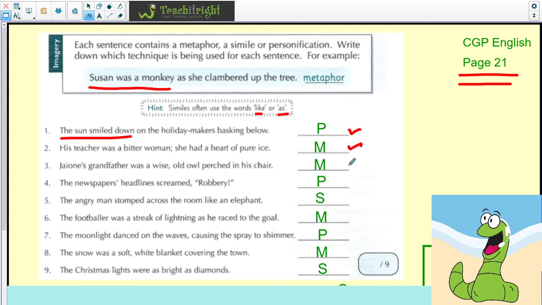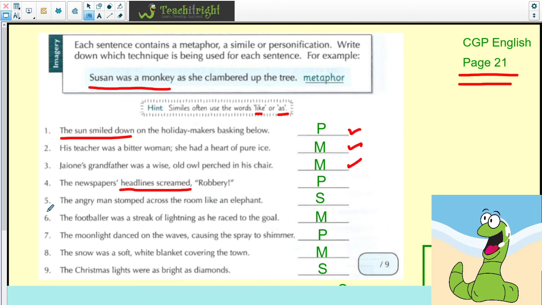So again, as you go down through, you can give them a tick. We've got now a bit of personification. The newspaper's headlines screamed robbery. Well, of course, when we think of headlines screaming, they don't really scream. So that's personification used there, because newspapers screamed like the people.